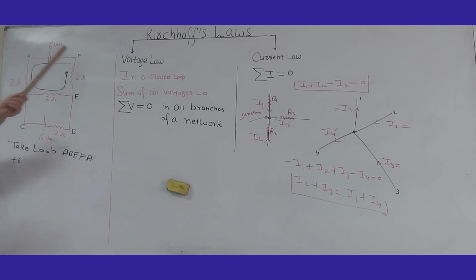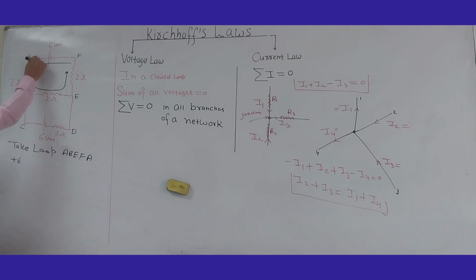Suppose I move from A to F. So I will move from positive to negative. That will be a falling potential, right? When some charge is moving from positive to negative, it is moving from higher potential to lower potential. So in that case, this will be minus 6. But here I am moving from negative to positive, so this is plus 6.